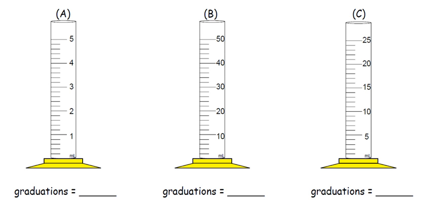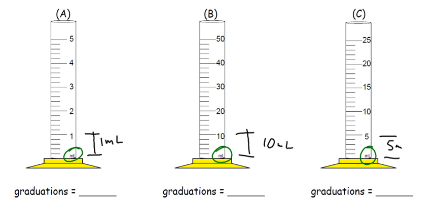Alright, this is a quick tutorial on how to read graduated cylinders. The first thing we have to do is identify what the unit is. So look down here: milliliters, milliliters, milliliters for all three of them. The next thing we need to look at is the labeled marks. From this point right here to this point right here is 1 milliliter, and from this point to here is 10 milliliters, and here to here is 5 milliliters.